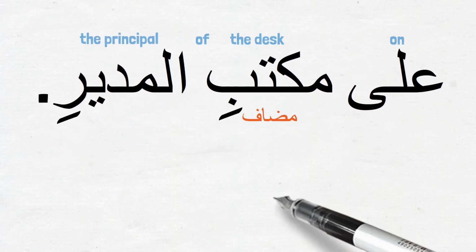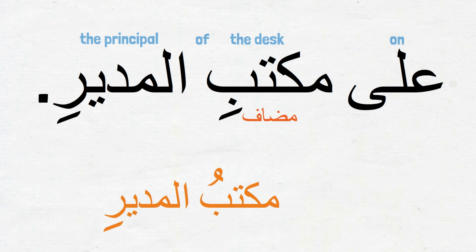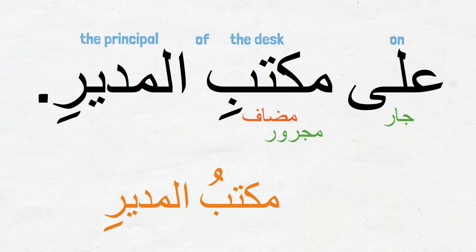Without على, we would have read it as مكتبُ المدير. And على is impacting مكتب and making it مجرور by changing the ضمة to كسرة at the end. So we've got حرف جر اسم مجرور, that is جار ومجرور. Then the اسم مكتبِ is also مضاف and المديرِ is مضاف إليه.